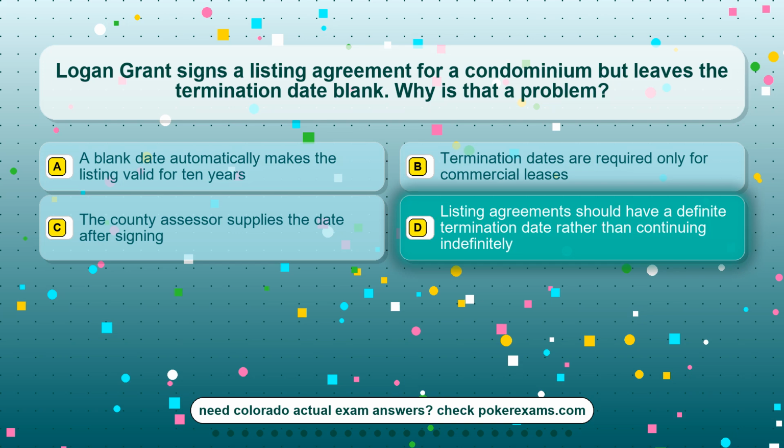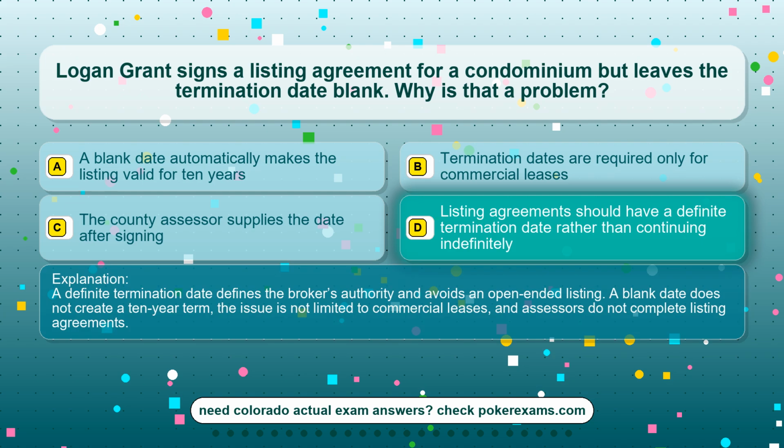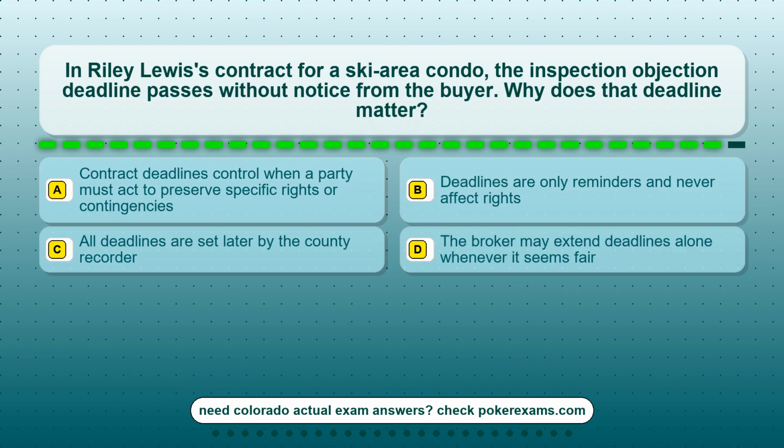The correct answer is option D. Listing agreements should have a definite termination date rather than continuing indefinitely. A definite termination date defines the broker's authority and avoids an open-ended listing. A blank date does not create a 10-year term, the issue is not limited to commercial leases, and assessors do not complete listing agreements.